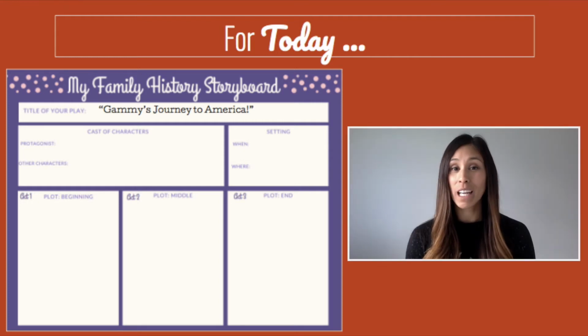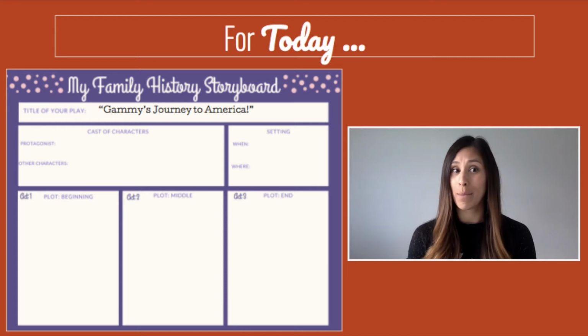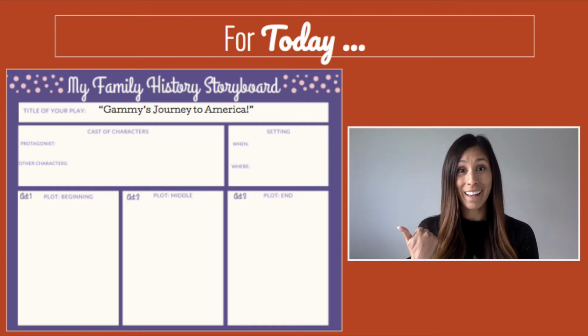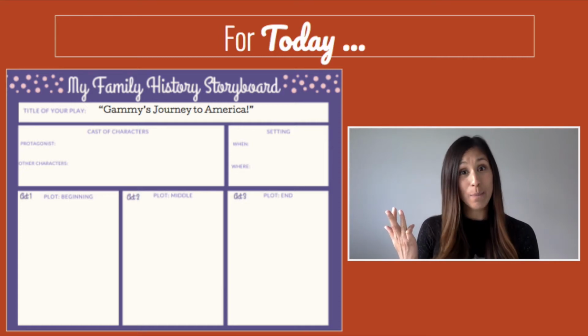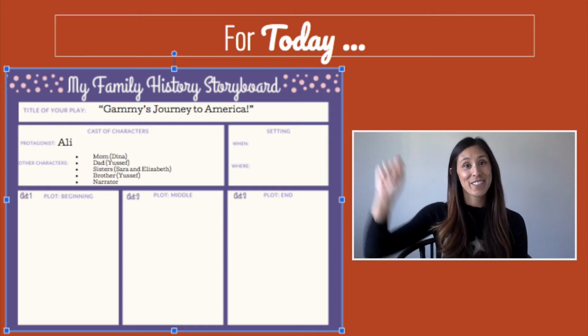Next up, I have to come up with my cast of characters. So the first part says protagonist. I know that my protagonist is going to be Gammy. Then it says other characters. So some other characters that Gammy talked about included her mom, Dina, her dad, Yusuf, her sister, Sarah, her other sister, Elizabeth, and her brother, Yusuf, named after his father. Great. Cast of characters, check.